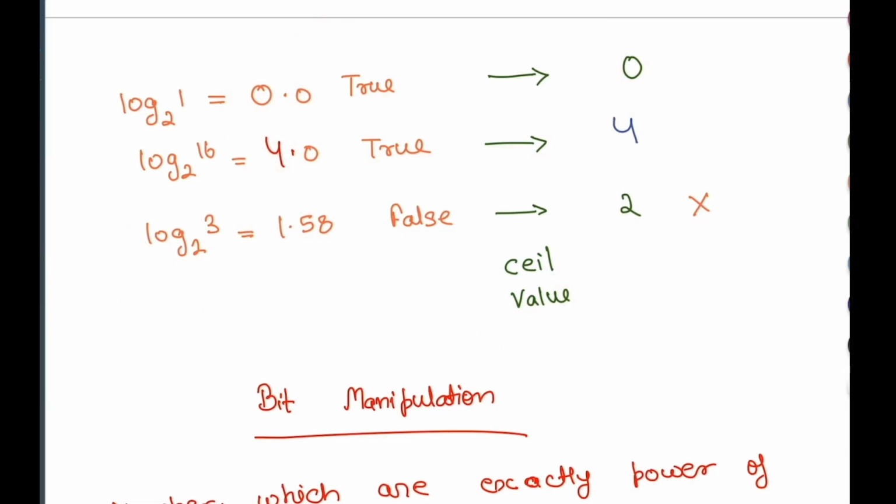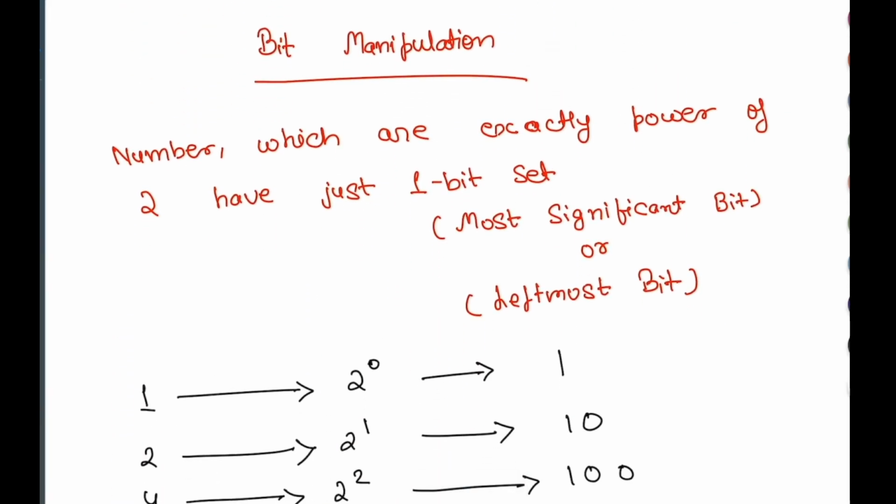Or if you take the floor value, this will be 1. Still the value will change, right? So this is not an exact power of 2. Now let us see another method, which is called bit manipulation.